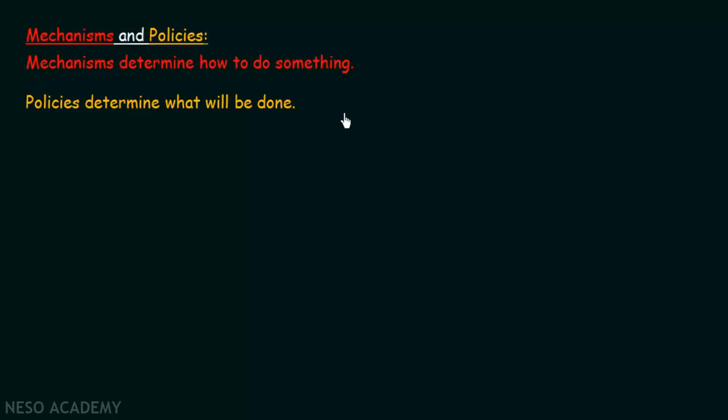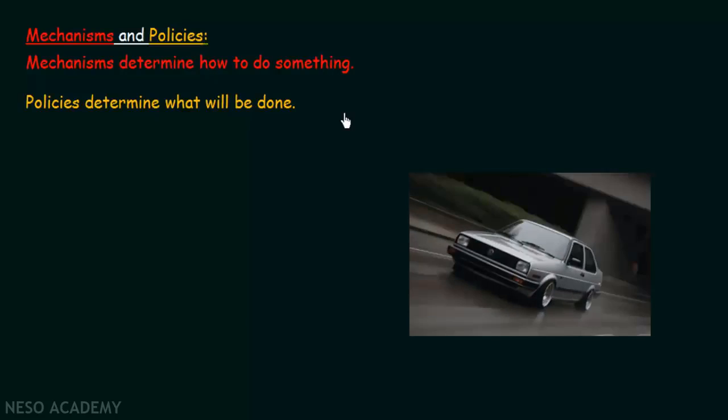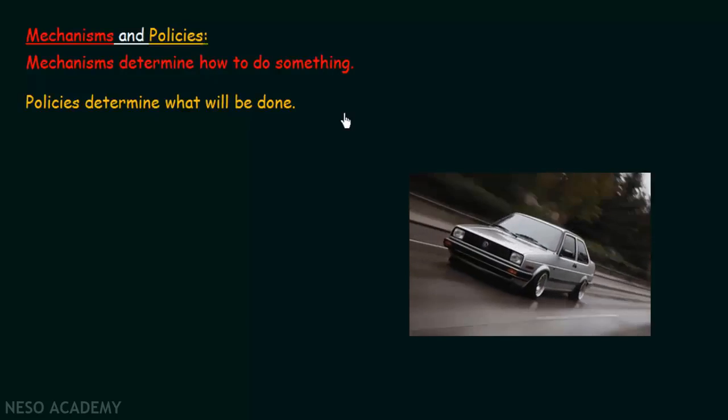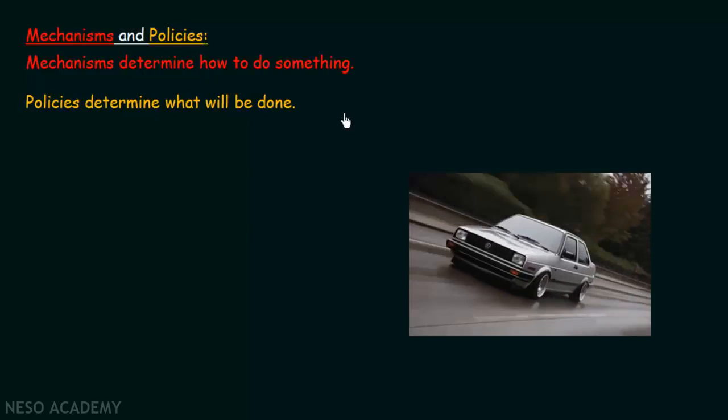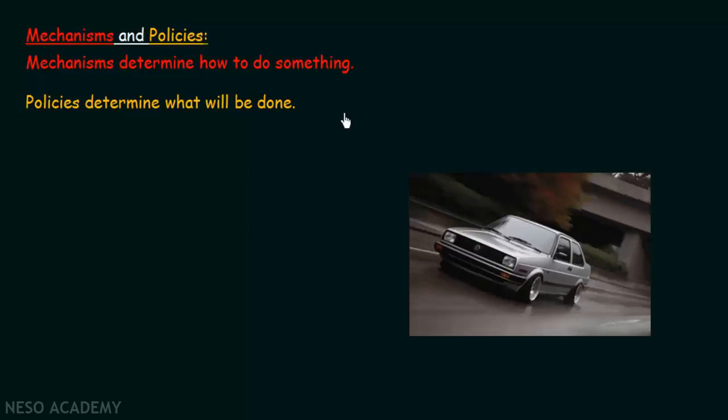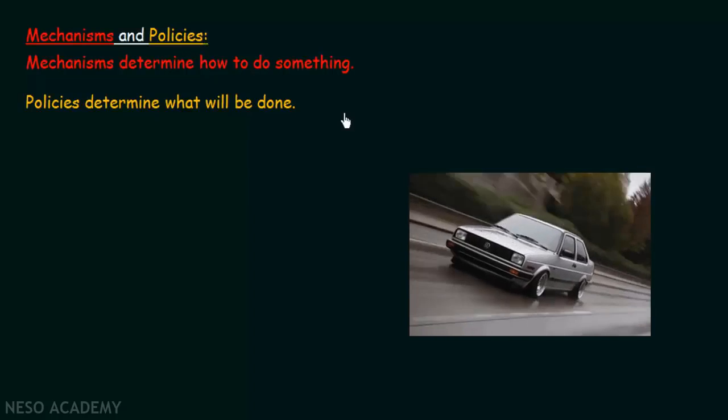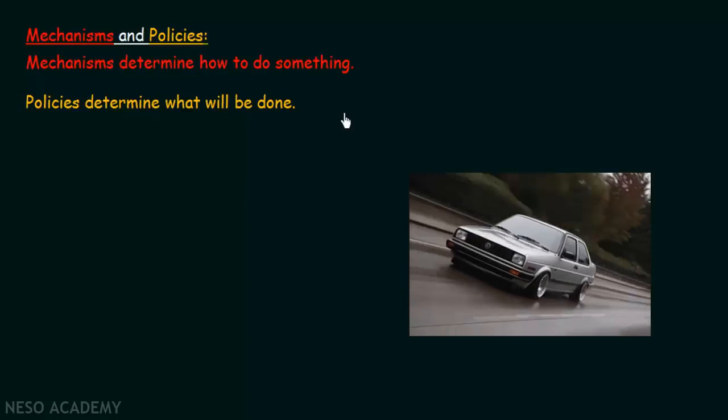Now, in order to understand this, let me take a simple example from our day-to-day life. Let us say that you are driving a car. When you are driving a car, there are some mechanisms going on inside the car which help the car to move forward. That is a mechanism that helps in the working of the car. So that is the mechanism.